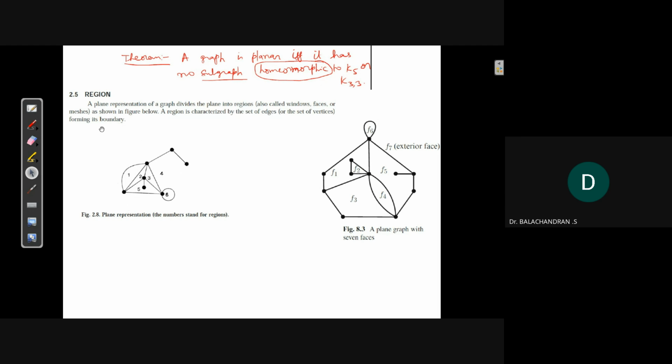Remaining all are bounded regions. You can say it is an infinite region, or you can say exterior face. So here, how many faces or regions? Totally F7. F1 to F6 are all bounded. F7 is the infinite region or exterior face. So that means F1, F2, F3, F4, F6 are interior faces.